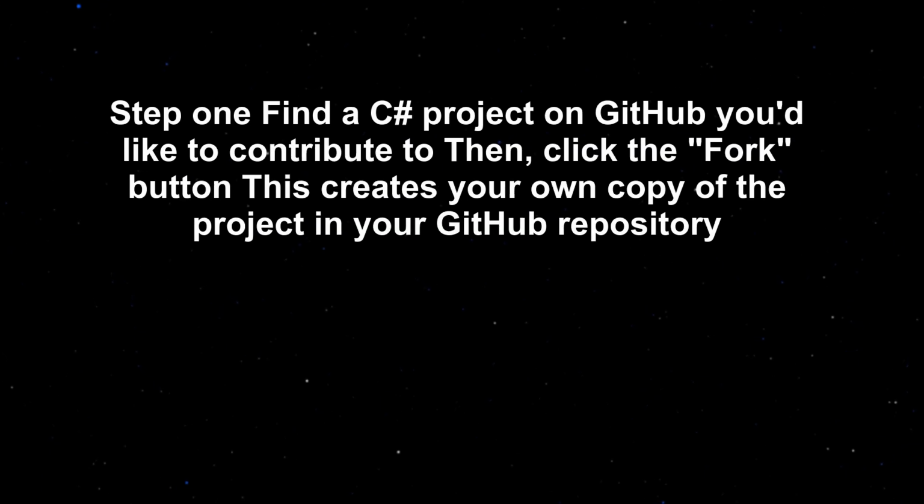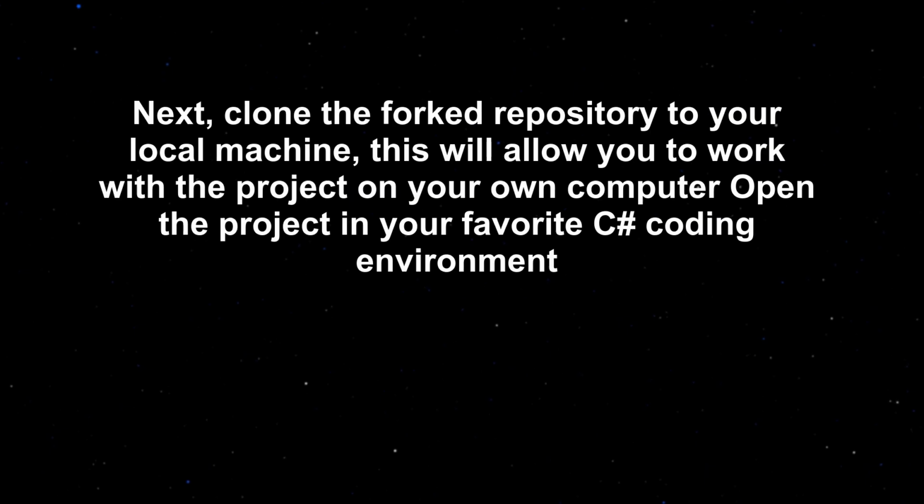Step 1. Find a C# project on GitHub you'd like to contribute to. Then, click the fork button. This creates your own copy of the project in your GitHub repository. Next, clone the forked repository to your local machine. This will allow you to work with the project on your own computer.